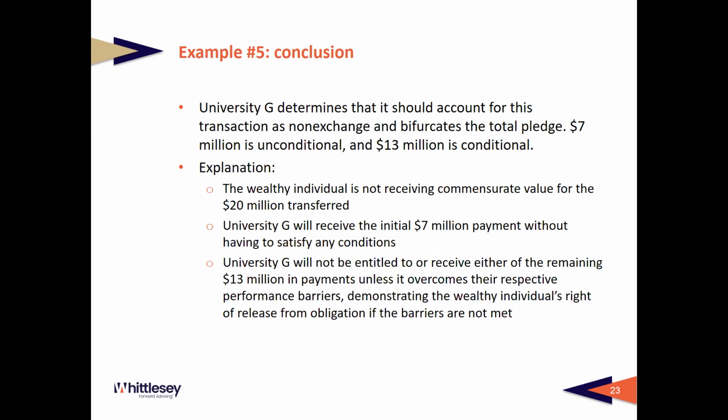The university decides it should account for this transaction as a non-exchange, so it is a contribution, but then they bifurcate the total pledge. $7 million is unconditional, and the final $13 million is conditional. In other words, the 7 million initial draw would go straight to contribution revenue. However, the additional 13 million has some conditions attached.